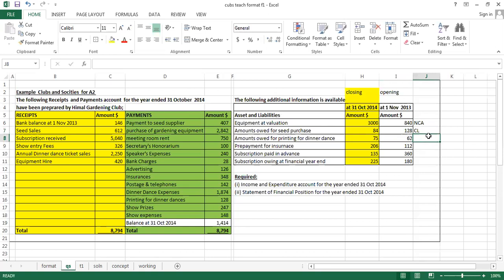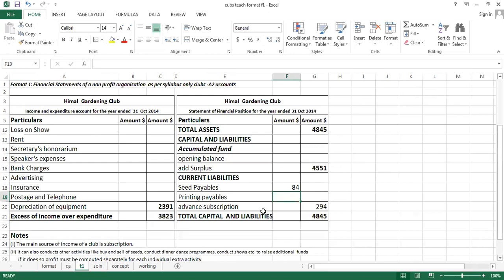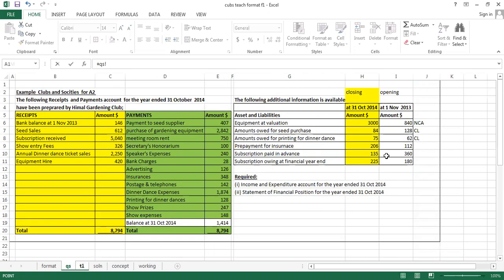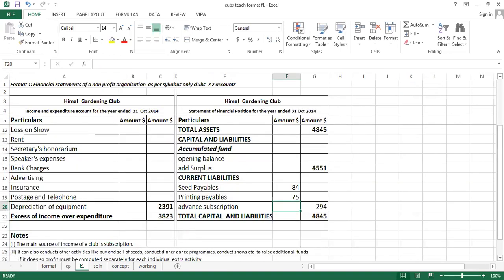The third one, amount owed for printing for dinner. This is also current liabilities. So you'll have to place this under the list of current liabilities. Go to your solution. Yeah, printing payables, you can see. Amount owed for printing, this is current liabilities. You go to your equation and pull it this way.